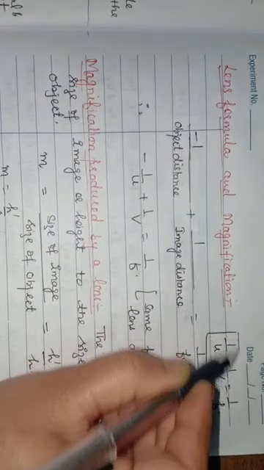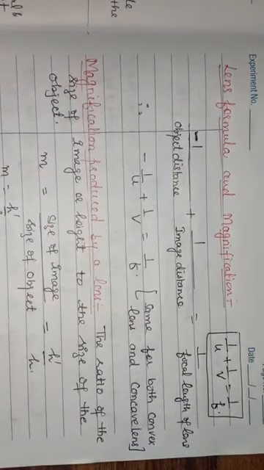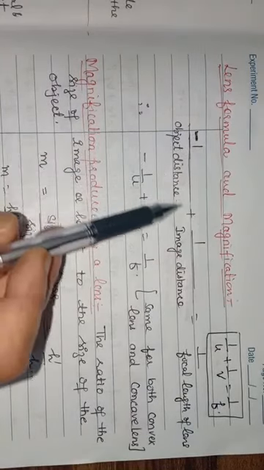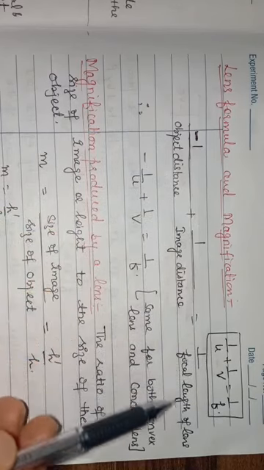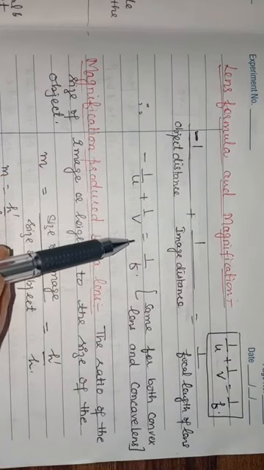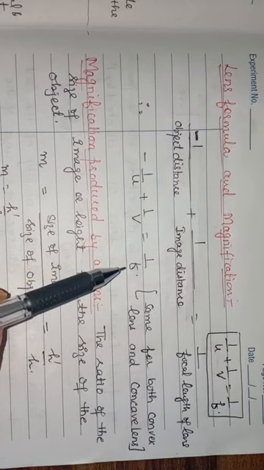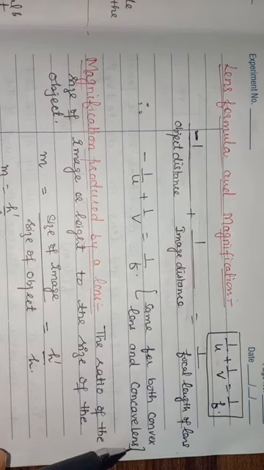But in the lens formula, the only difference is that the object distance should be taken as negative, and the rest of the things are the same. Minus 1 upon object distance plus 1 upon image distance is equal to 1 upon focal length of lens. It means minus 1 upon u plus 1 upon v is equal to 1 upon f, and this formula is the same for both convex lens as well as concave lens.